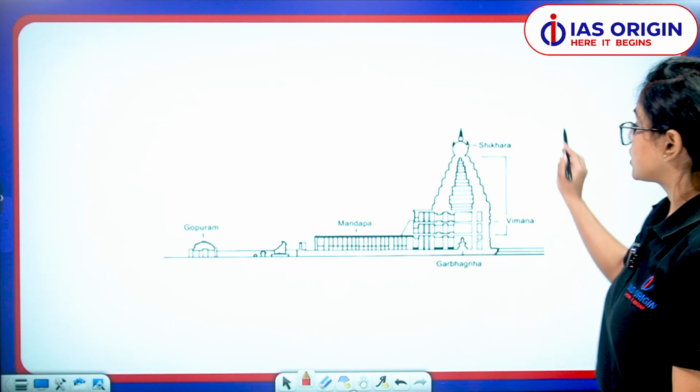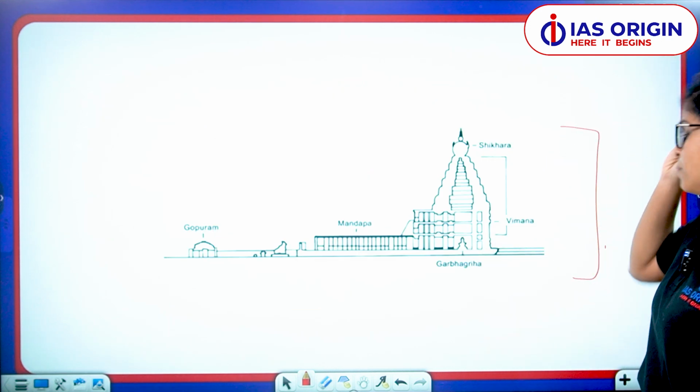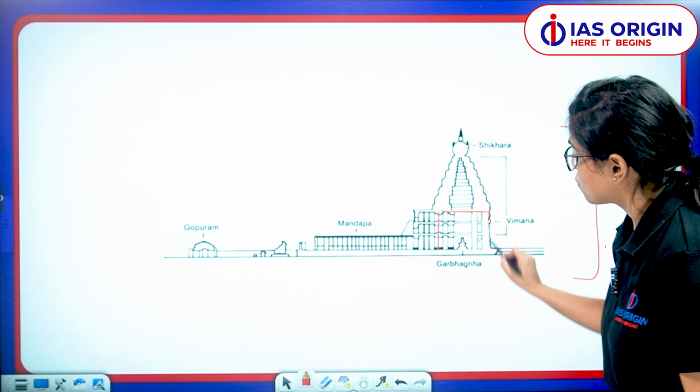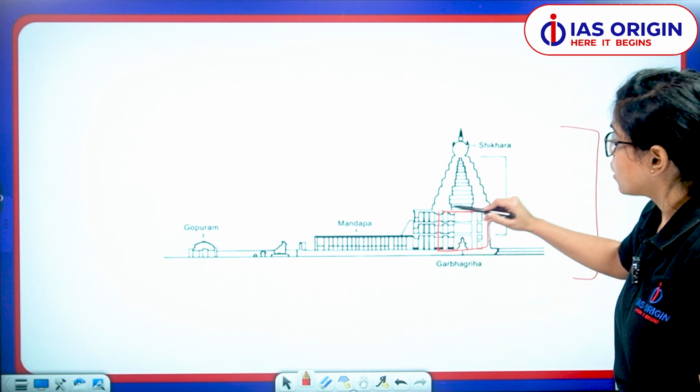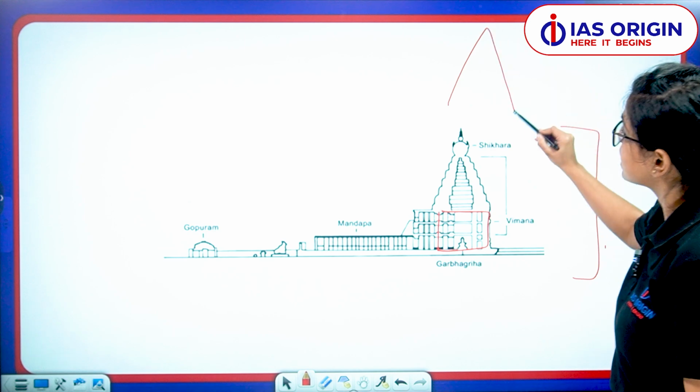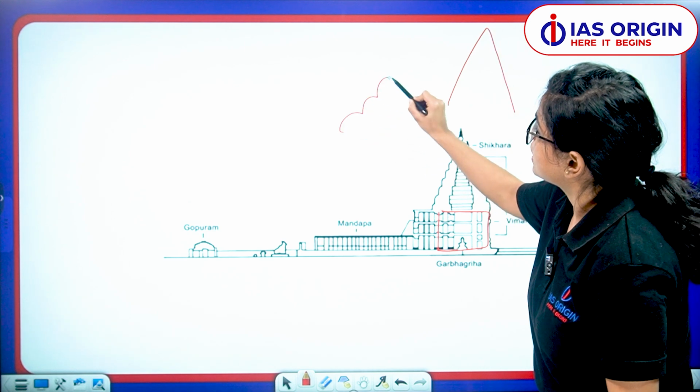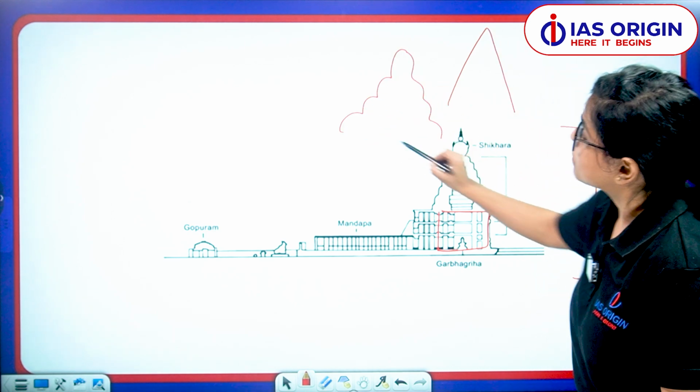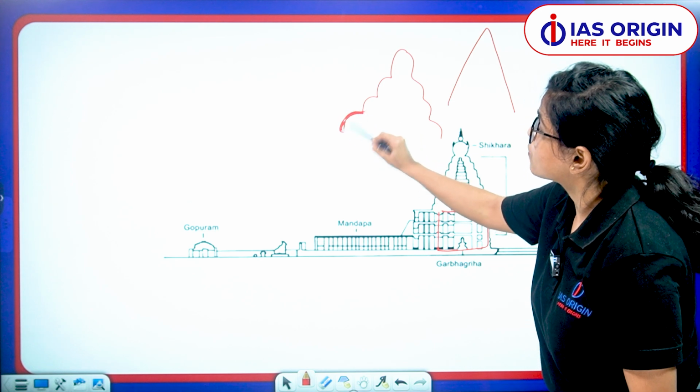Here you can see the picture of the Dravidian temple. This is a Garbhagriha where the main deity is being situated. Now this is a Shikhar. Shikhar over there was like this. Here it is pyramidal. Okay, here it is pyramidal and there are also carvings.